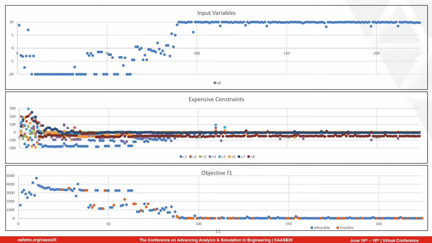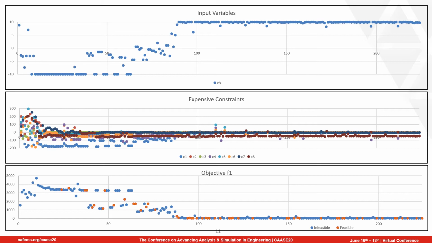And the lower plot shows the objective value fx, where the blue dots indicate an infeasible design, which means at least one of the constraints are violated, and the orange dots indicate the feasible designs. So in the beginning of the optimization run, there's an initial sampling here, and here you can see there's a big scatter of expensive constraint values. There are many violations.